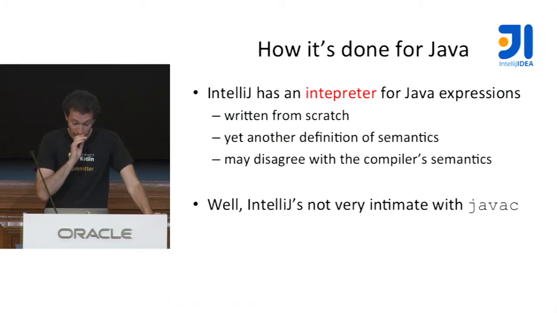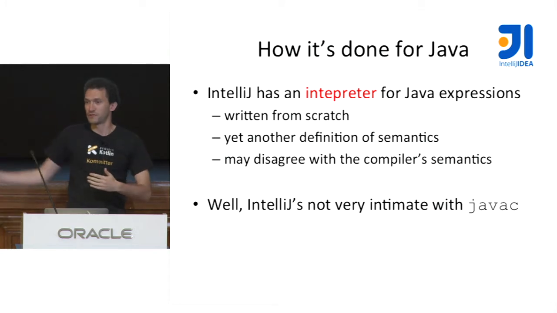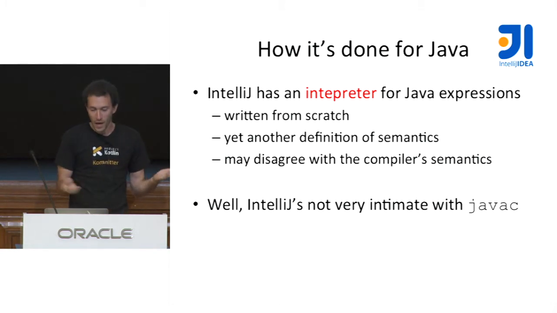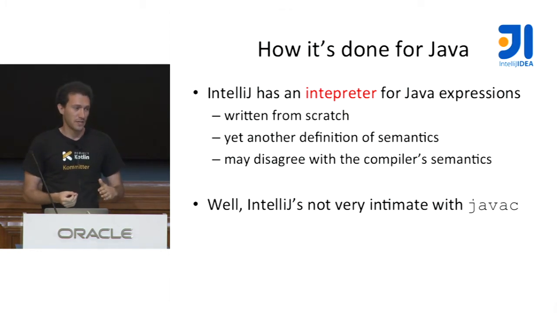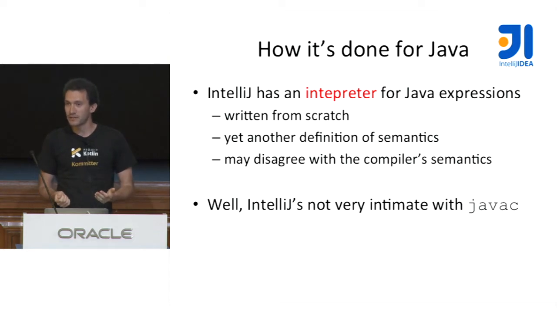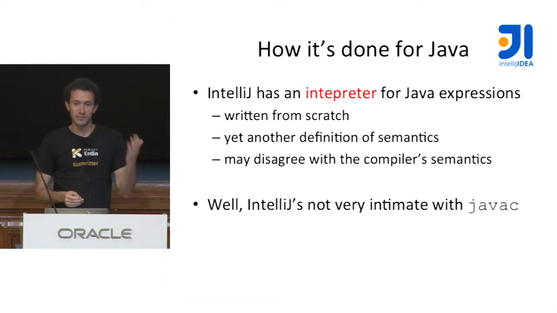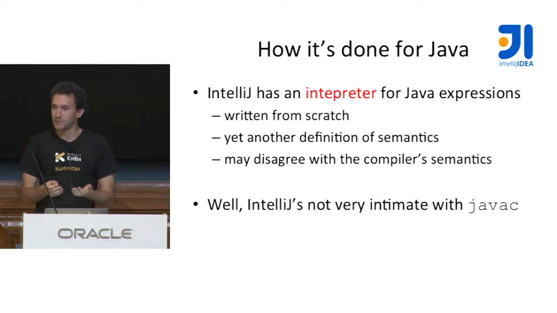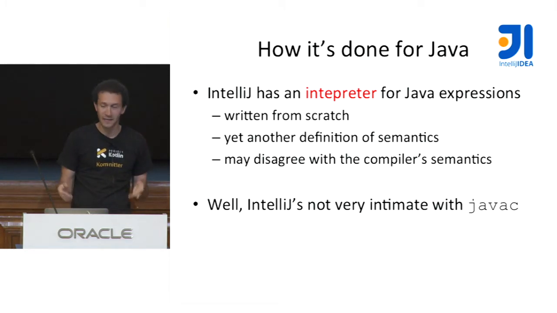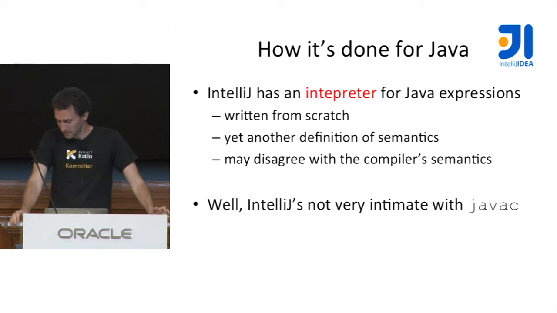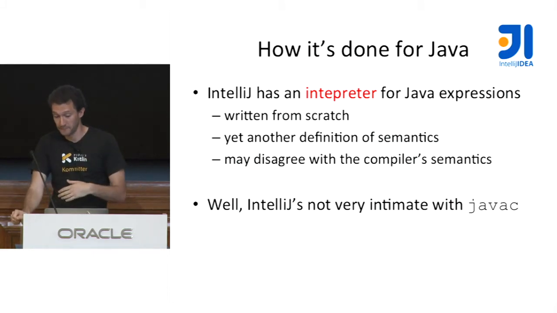So how is evaluate expression done for Java? First, I, of course, came over to the next room and asked the IntelliJ guys how they do that. And they told me that they have an interpreter. So basically, when you ask IntelliJ to evaluate a Java expression, it analyzes it the way it does for IDE services, builds an AST, binds the names, and then interprets the expressions. There is dedicated code, not very small, not very big, but still done from scratch, that implements Java semantics, delegating the method calls and memory reads to the debugger.